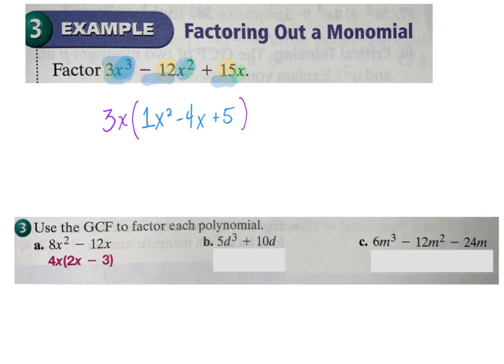For B, 5d squared and 10d. What's your greatest common factor between those? 5 and d. So you should have gotten 5d, d squared plus 2. Last one, greatest common factor between 6m cubed, 12m squared, and 24m. 6 and m, right? 6m, m squared minus 2m minus 4. Good?